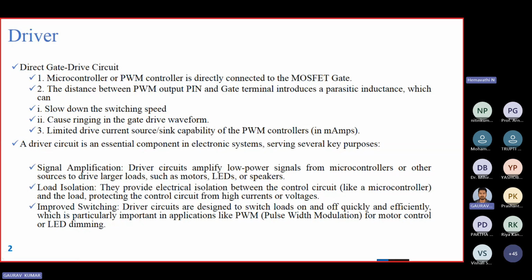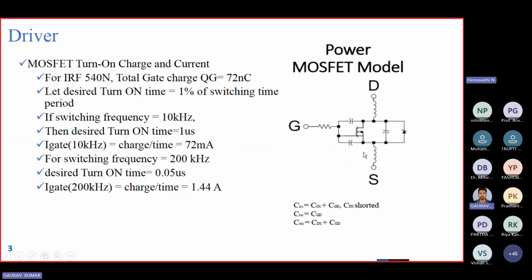Moving to the next slide. This is the complete MOSFET model, meaning a MOSFET or IGBT module. Here we can see there are three terminals: gate, drain, and source. We can see there is a parasitic internal inductance in the drain terminal and source terminal also. And there are three parasitic capacitances: between the gate and drain, between the gate and source, and the last one between the drain and source.